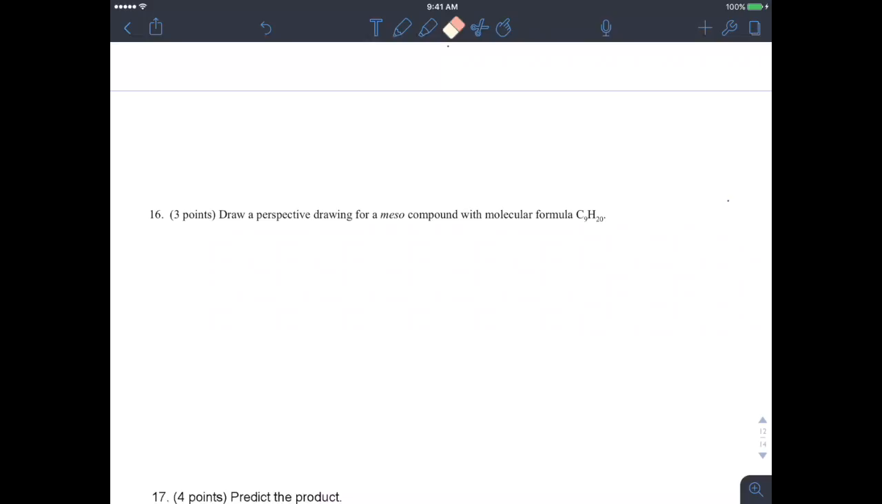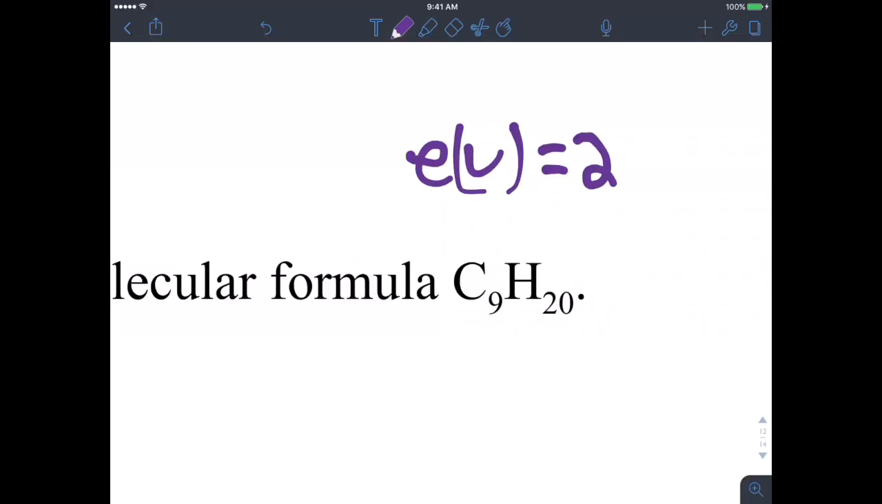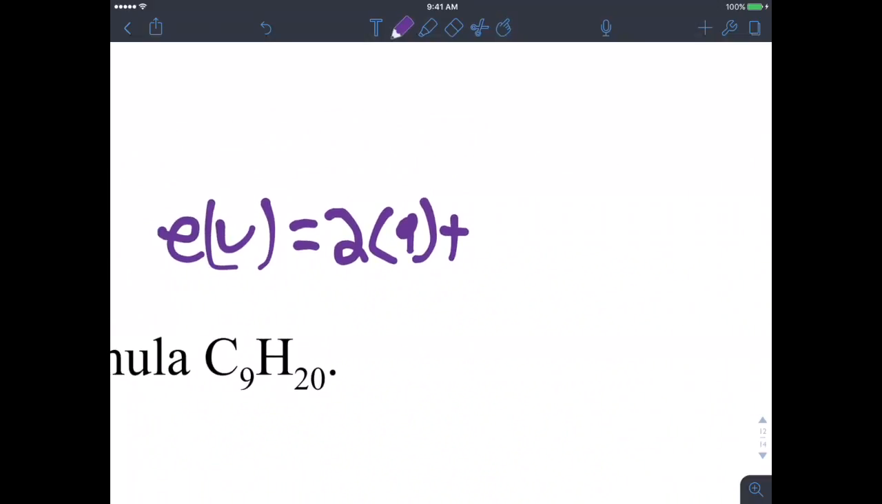Okay, we're going to move on to problem 16. Draw a perspective drawing for a meso compound with the molecular formula C9H20. When we're drawing unknown compounds, it's great to do our EU straight off the bat. That way we know how many elements of unsaturation we have and whether we need to draw in rings or a double bond.